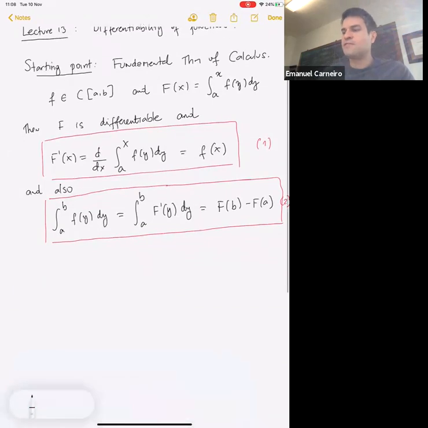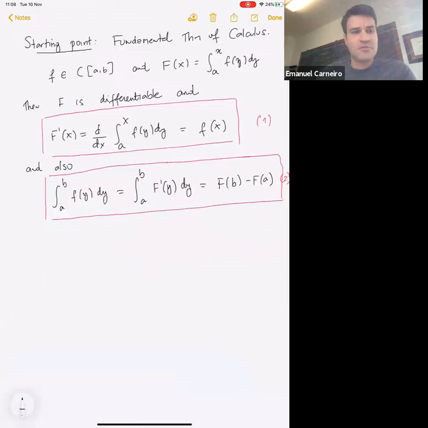But here I started with the function little f that was continuous on the interval ab. Then I took the integral of this. So this function big F is differentiable everywhere, and at every point, big F prime of x is little f of x. Okay.